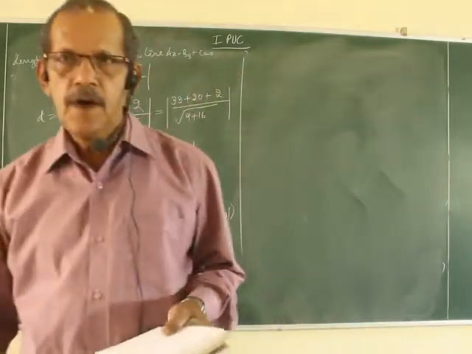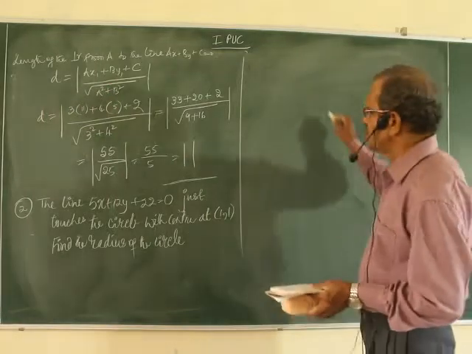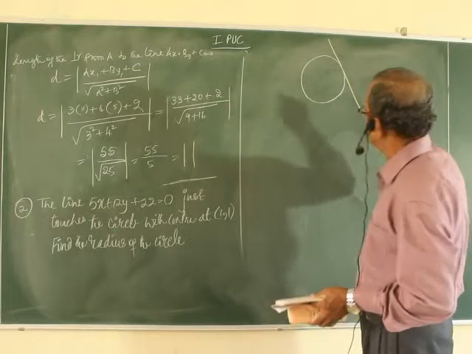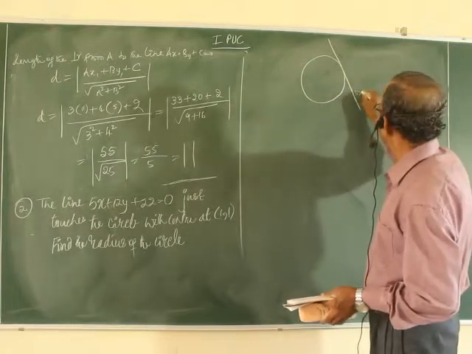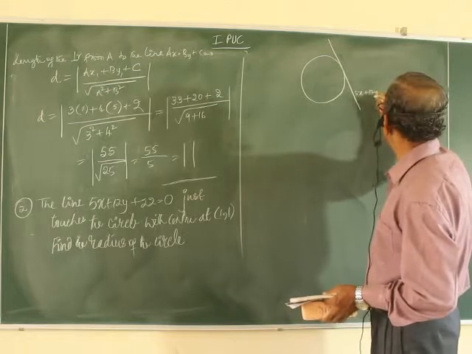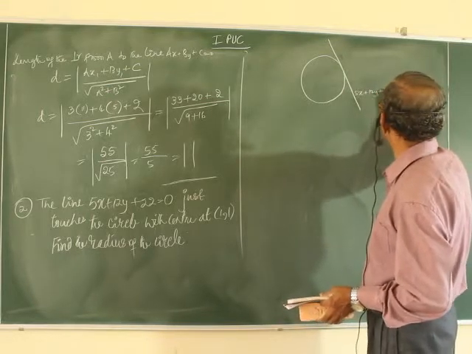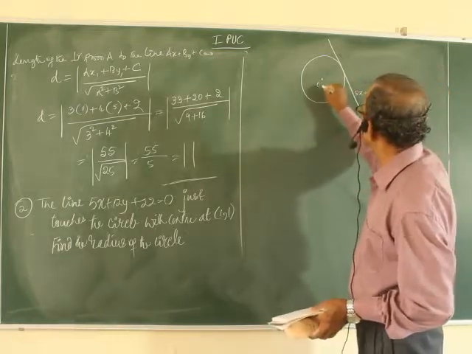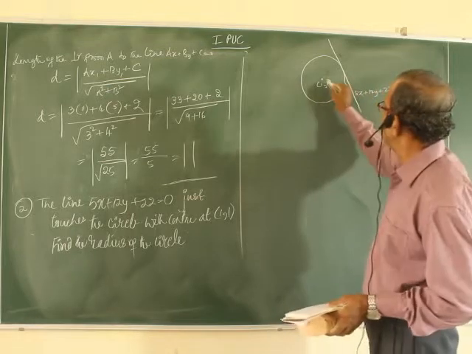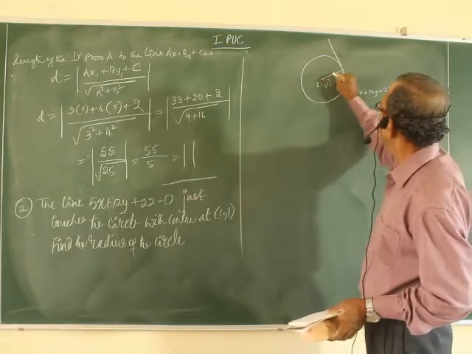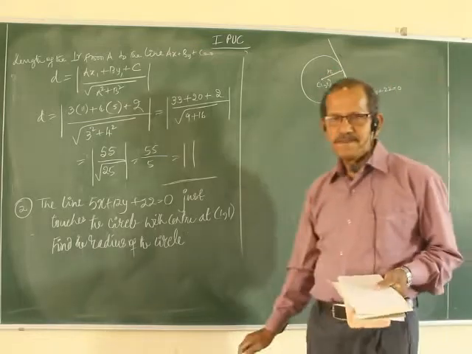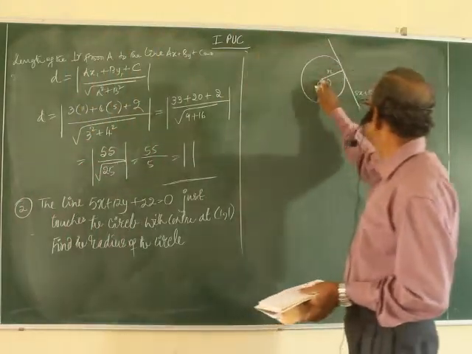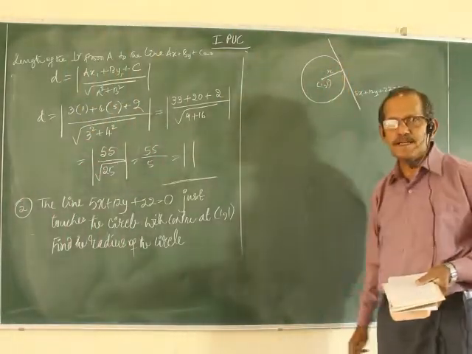The line 5x plus 12y plus 22 equal to 0 just touches the circle. Center of the circle is (1, 1). Find the radius of the circle. Direct question, no? Length of the perpendicular from the center to the given line is itself the radius of the circle.